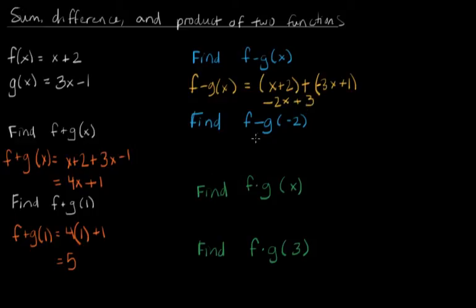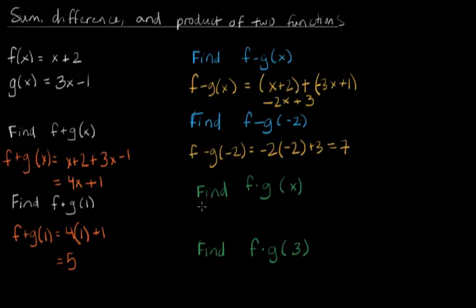So then if we wanted to find f minus g of negative 2, we want to substitute that in. So we get negative 2 times negative 2 plus 3. So negative 2 times negative 2 is 4, plus 3 is 7. So that equals 7.